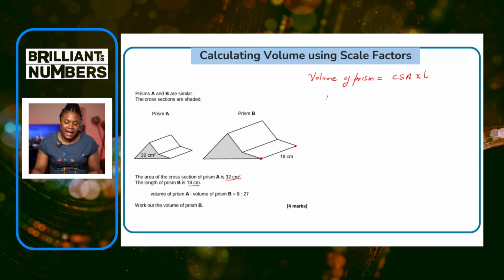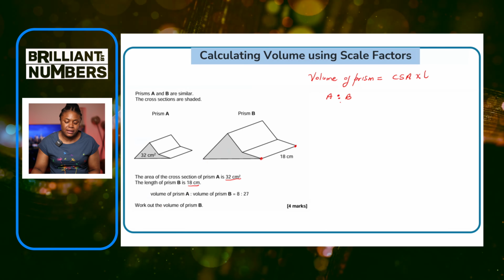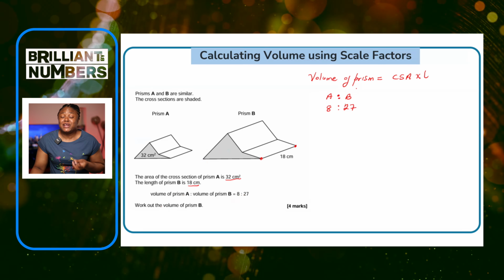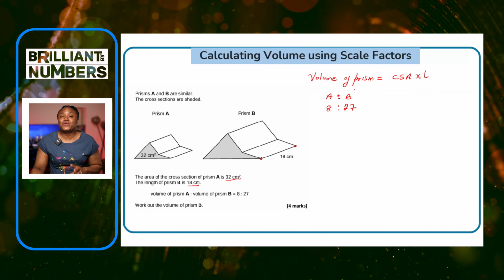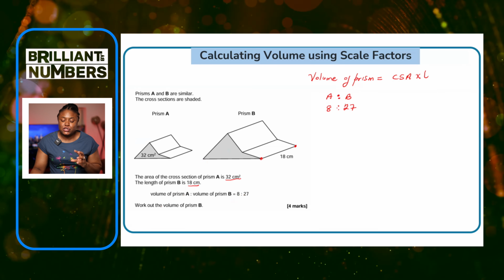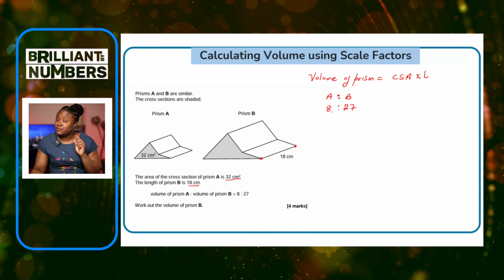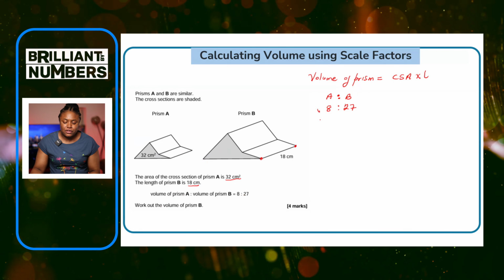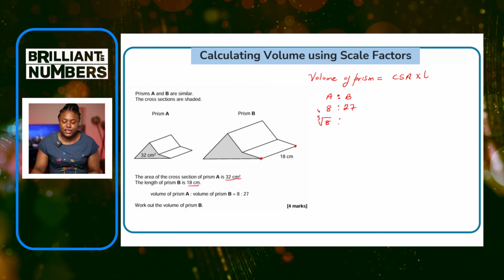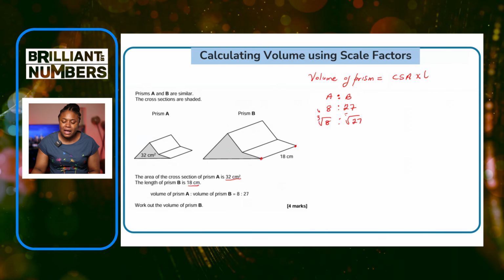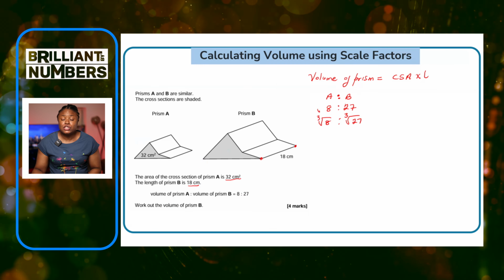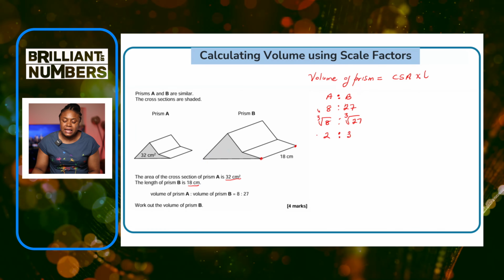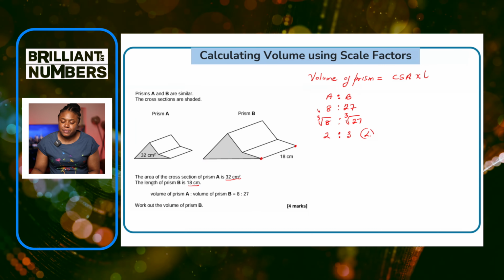So now it's time for us to write our ratios down. So the volume of A to the volume of B, we were told, is 8 to 27. So again, in order for us to find the area scale factor, we need to find the linear scale factor. So because we're given the ratios in terms of the volumes, we now need to find the cube root of these two. So I'm going to do the cube root of 8 and the cube root of 27, and that will get me my linear ratios. So the cube root of 8 is 2 and the cube root of 27 is 3. So this is the linear. So I'm just going to put L there.